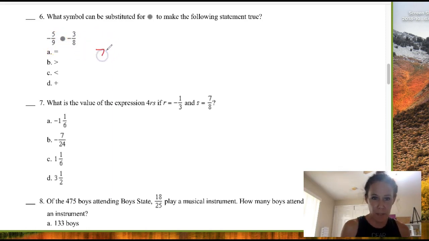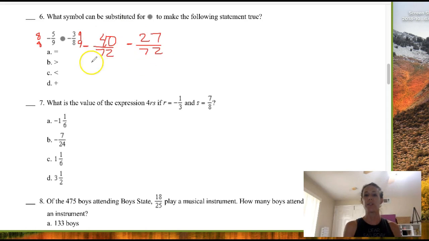So if I have a common denominator of 72 for both fractions, in order to make 9 have a denominator of 72, I need to multiply top and bottom by 8. When I multiply top and bottom by 8, it's like multiplying by 1. It doesn't change the value. So 8 times 9 is 72, and 8 times 5 is 40. Now, careful, it was negative. This is negative 40. Now, to make this have a denominator of 72, I need to multiply top and bottom by 9. 8 times 9 is 72. And then 9 times 3 is 27, and it also is negative.